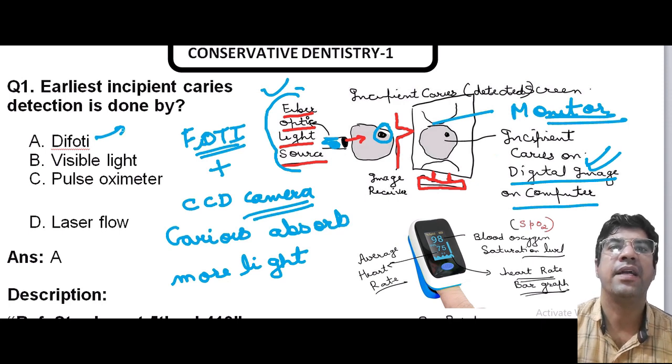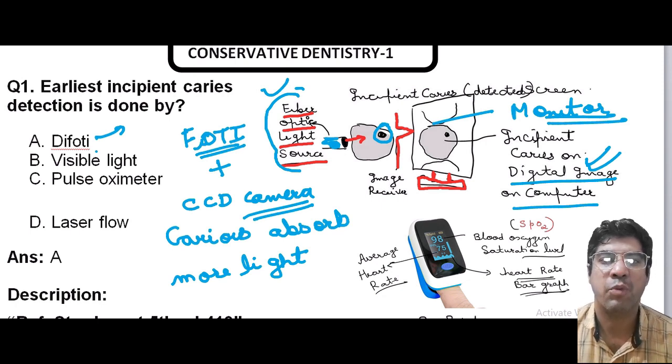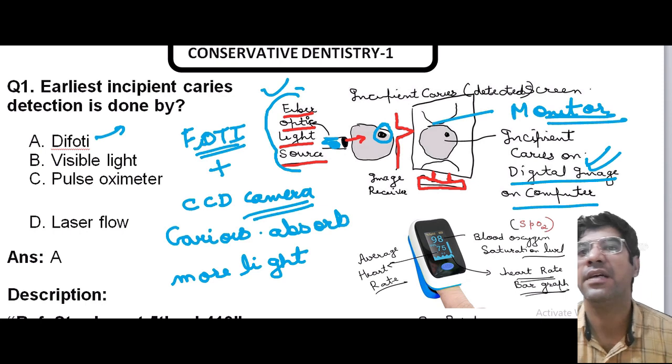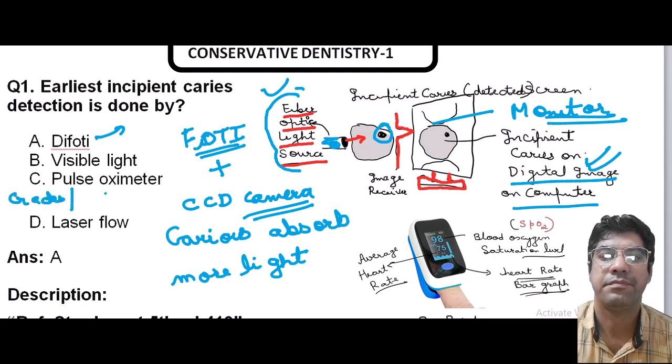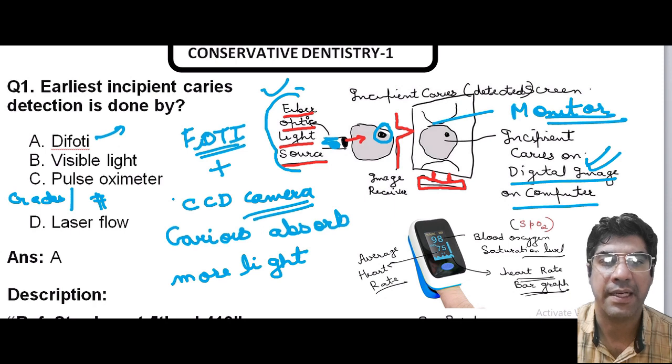Now what are the advantages of DIFOTI? So DIFOTI is non-invasive, meaning it does not require the removal of tooth structure or use of any ionizing radiation. It is highly sensitive in detecting the early demineralization and dental caries. It can detect not only the caries but also the structures like cracks, fracture and secondary caries around the dental restorations.